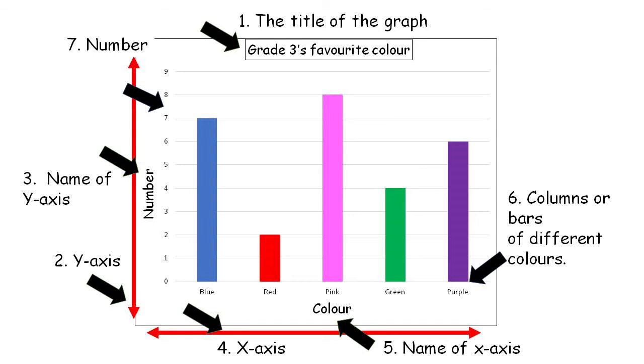The 6th thing we need to fill in is obviously the columns or the bars of different colors. So we would need to count and do a vote and tally it all up, and then we would put that information by coloring in the bars on the graph. And number 7 is the numbers. So on the y-axis, we would need to fill in the numbers, running from 0 in 1s, 2s, 5s, 10s, whatever it might be. Obviously, the bigger the information, the more we will count in.